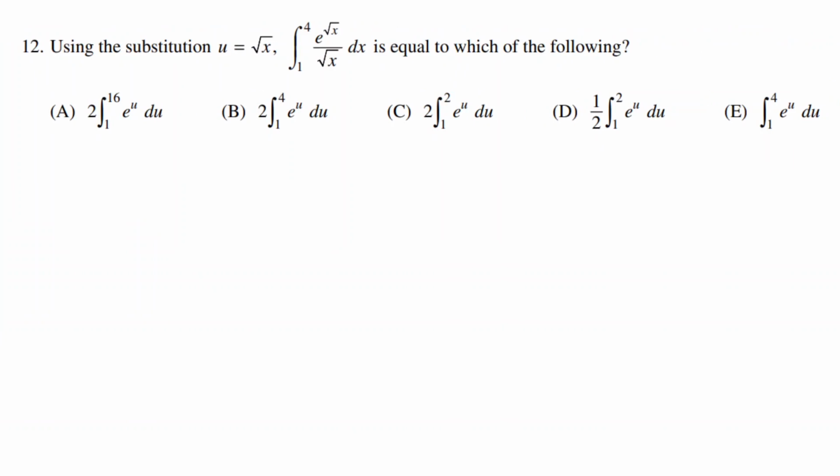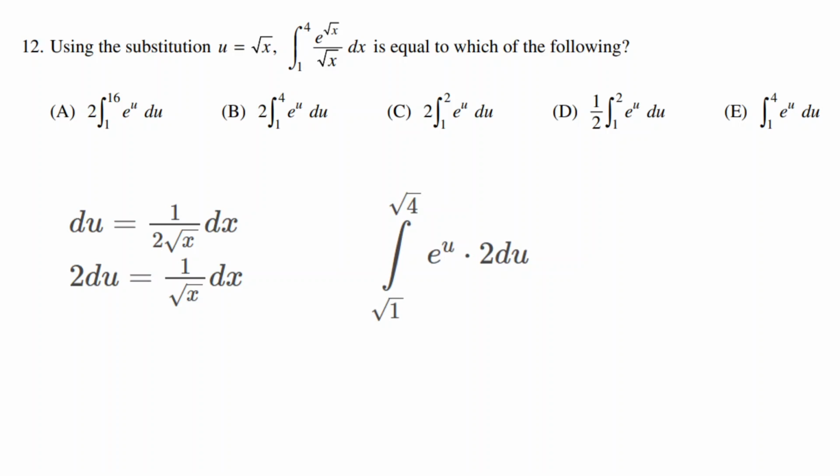In 12, we do u sub to find du and find that it equals 1/2 square root of x dx. You can multiply, and this means 2 du equals 1 over square root x dx. We substitute it into the original, and also substitute the bounds by taking their square roots. The new bounds would be 1 to 2. The answer is C.